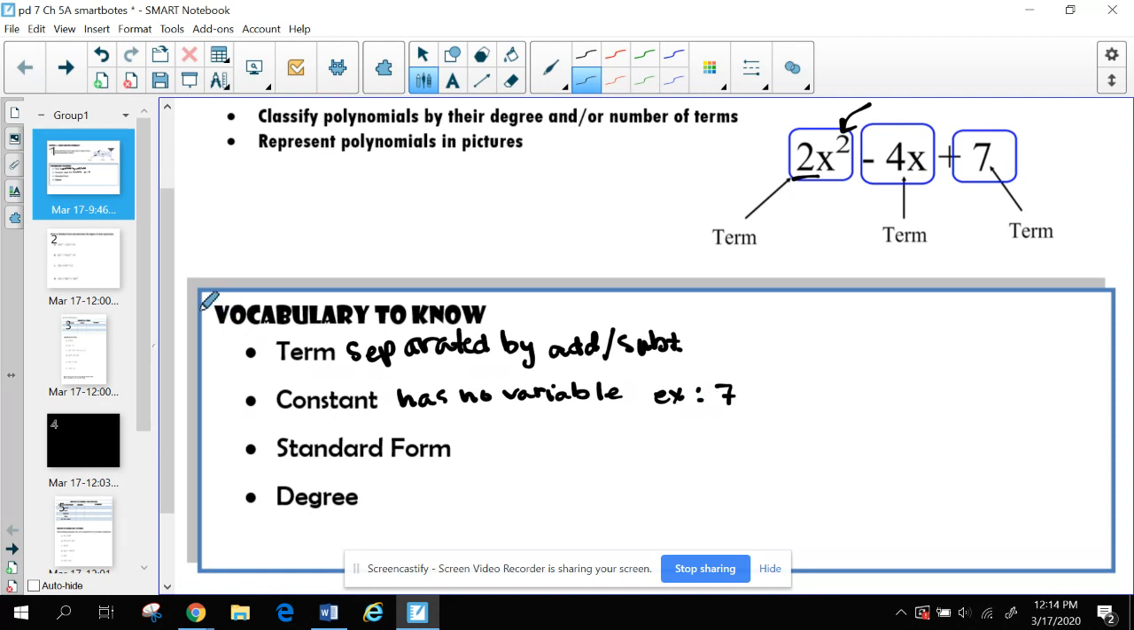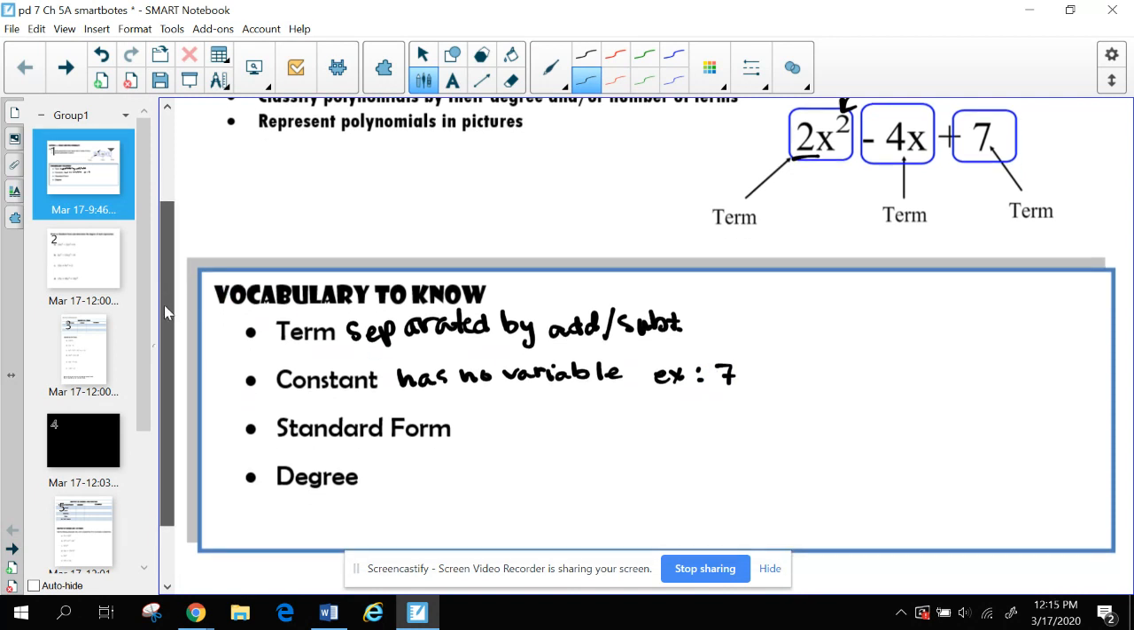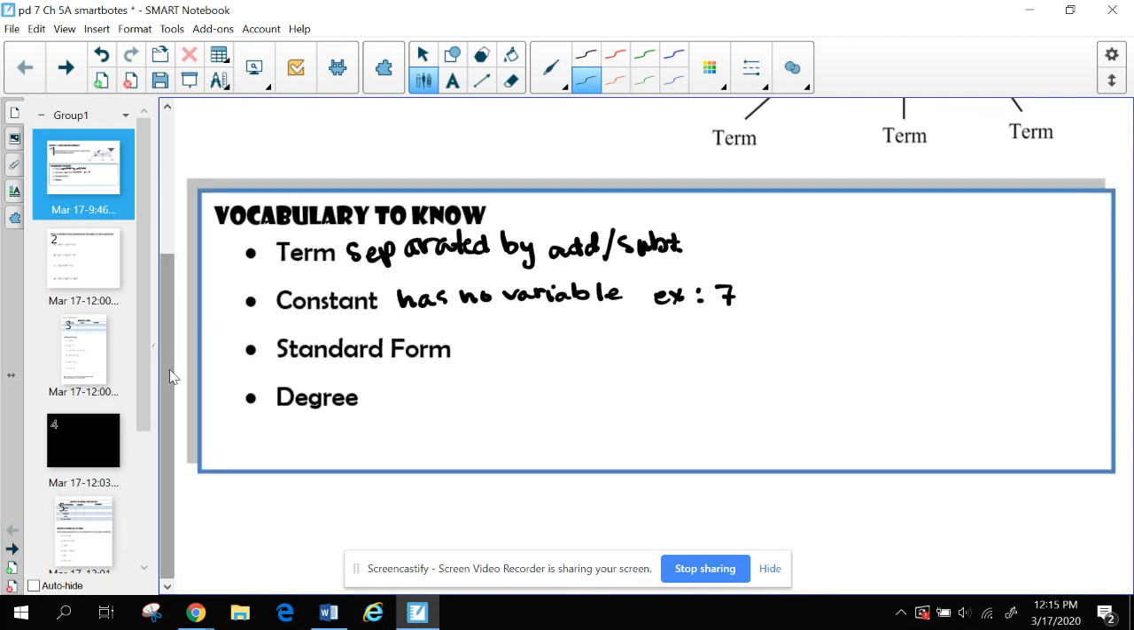Now we have something called standard form. And our example is already in standard form. Standard form is writing the polynomial from largest degree or exponent, we'll talk about that in a second, to smallest.